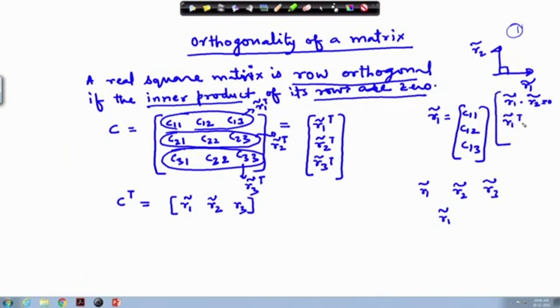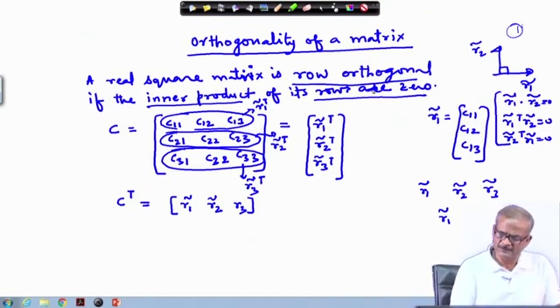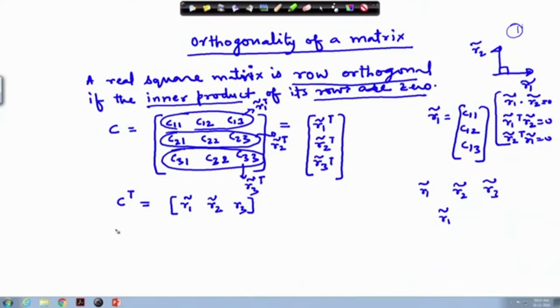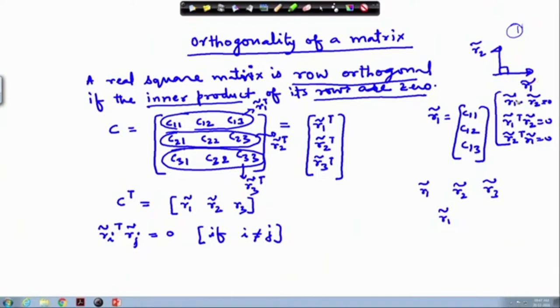The same thing in matrix notation you often write as R1 transpose R2 tilde equal to 0, or either way, R2 transpose R1 tilde equal to 0. This way each of the rows are perpendicular to each other, which is what row orthogonality implies, and the inner products of these rows are 0. In general notation we can write Ri tilde transpose times Rj tilde equal to 0 if i not equal to j. If j equals i, you are taking the dot product of the same vector, R1 dot R1, so it will turn out to be unity, or whatever depending on the magnitude of the vector R1.